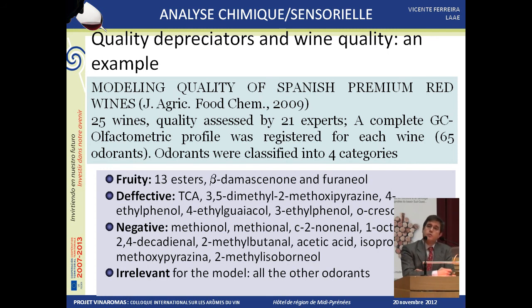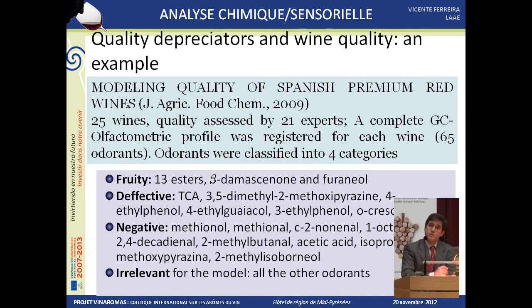We also ran a complete gas chromatographic olfactometric method to quantify, or semi-quantify, all the odorants. And we classified the odorants into four categories, putting together the intensity scores of the different odorants in each category. The first category was fruity compounds. We found 15 compounds with fruity characteristics in those wines. A second group put together all the compounds that are usually considered defects, even if they were not perceived as such in the wines, such as TCA, the dimethyl methoxypyrazines, or 4-ethyl phenol. A third category was compounds that don't smell very well, even if they are usually not really considered defects. And all the other odorants were not really relevant.